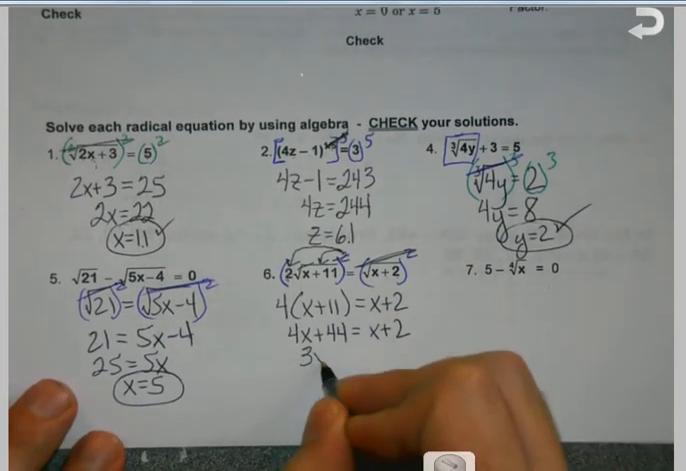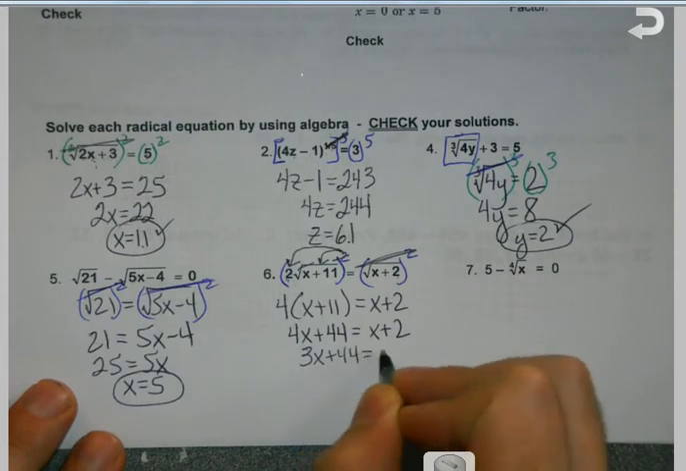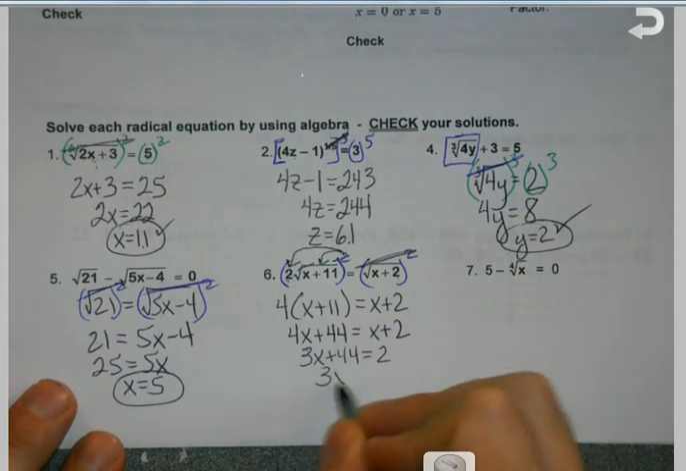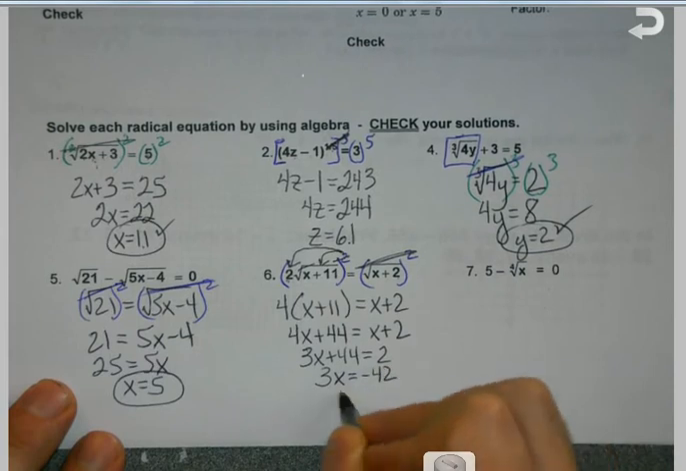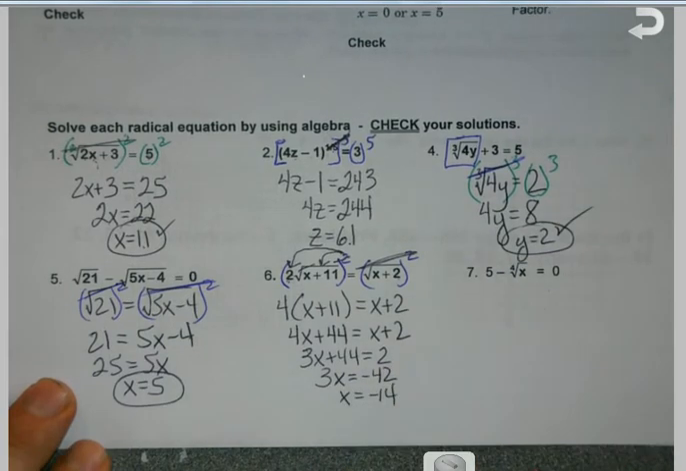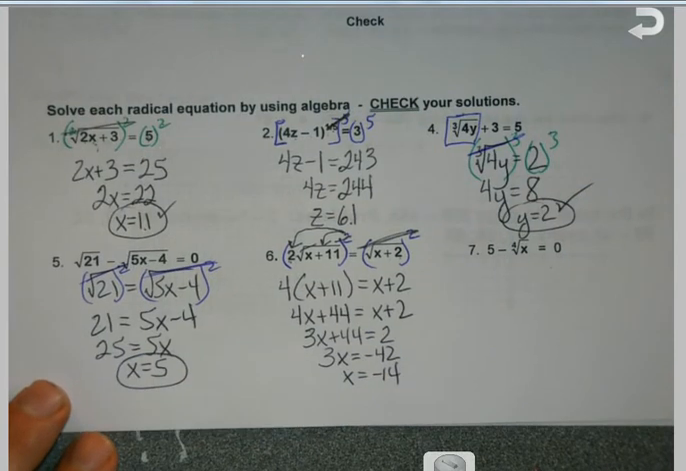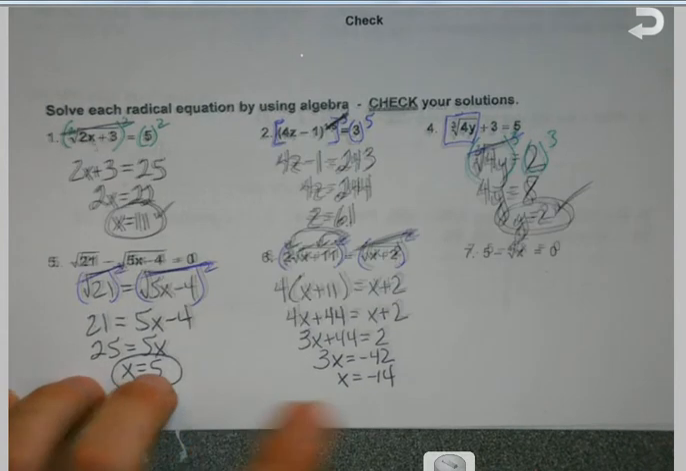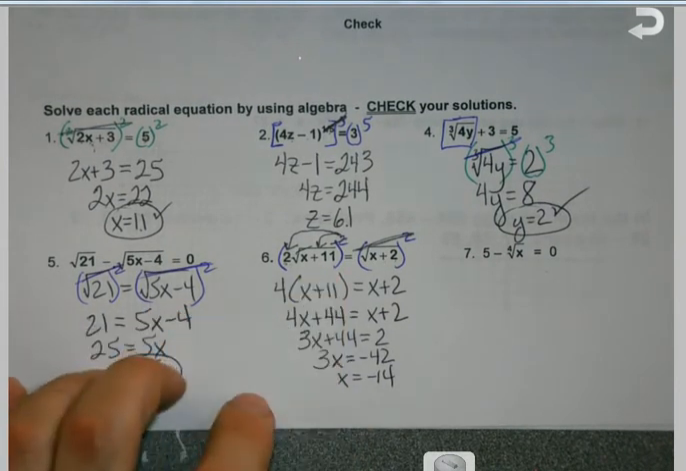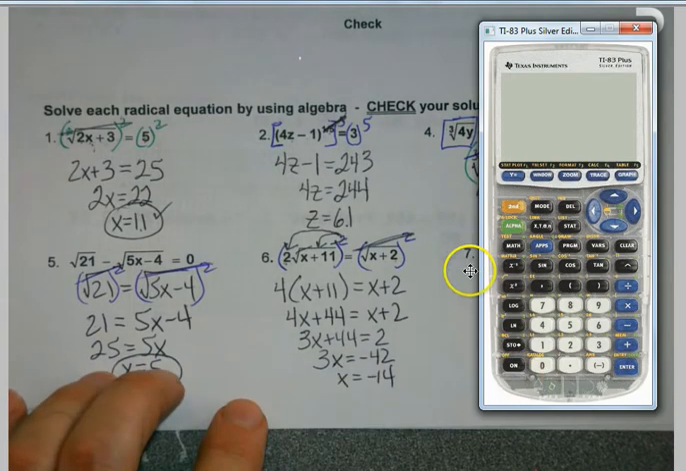I minus my x over, subtract my 44, divide by 3. So I look at this for a minute and I go, okay, so I've got to plug this in. Negative 14 plus 11. Wait a minute. Negative 14 plus 11 is negative 3. I double checked this for a minute. I'm like, wait, square root of negative 3. Uh-oh. Okay. I've got non-real answers.